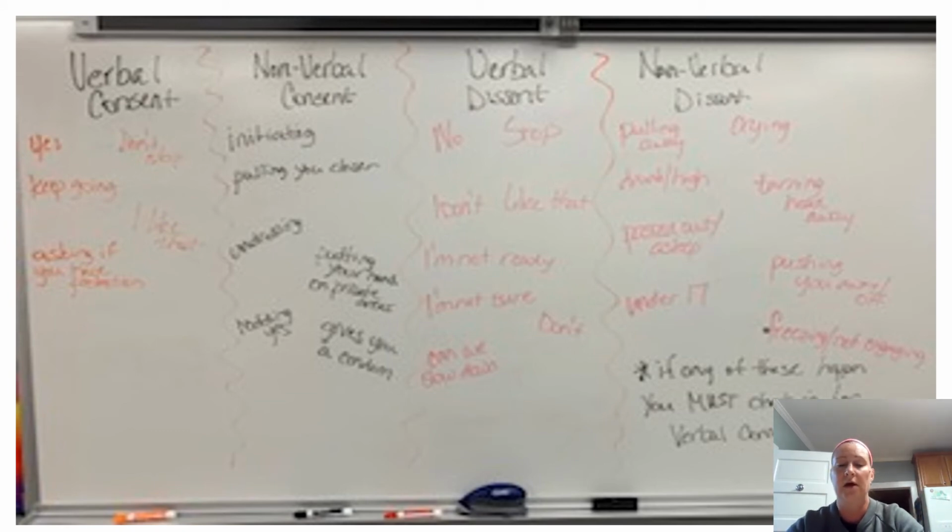In the lower quadrant, I specify that if any of the nonverbal dissent cues are there, they must stop and check in for verbal consent. If their person is drunk or passed out or high, they need to stop and ensure that their partner is safe, and take care of their partner first and foremost, and we shouldn't advance with any sexual activity.